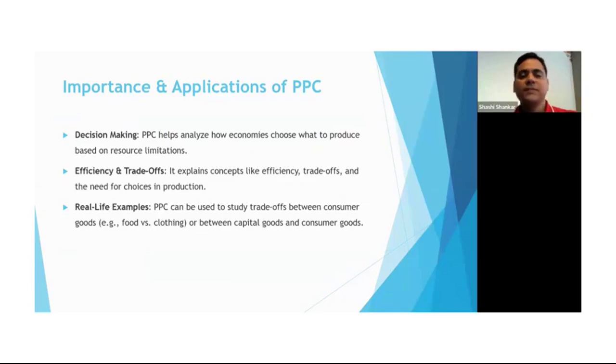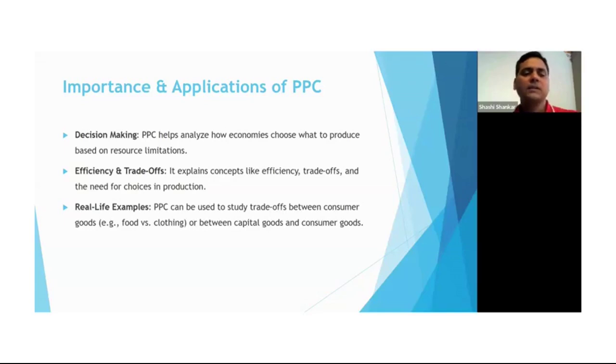The second one is efficiency and trade-offs. Definitely it explains concepts like efficiency, trade-offs, and the need for choice in production. So which product we have to produce among three or four options? Based upon efficiency, someone can choose what to produce. So it also helps with efficiency, trade-offs, and the choices or selection of production.